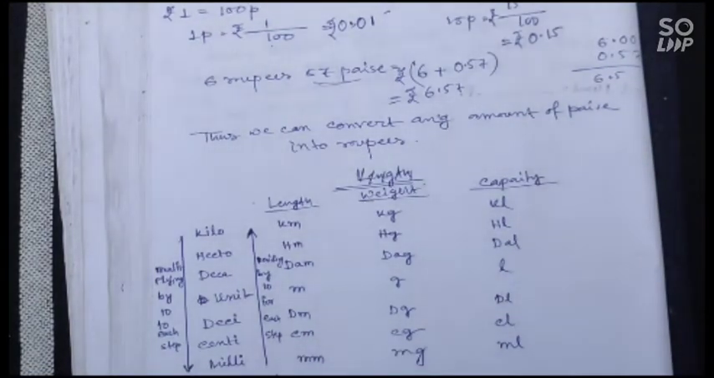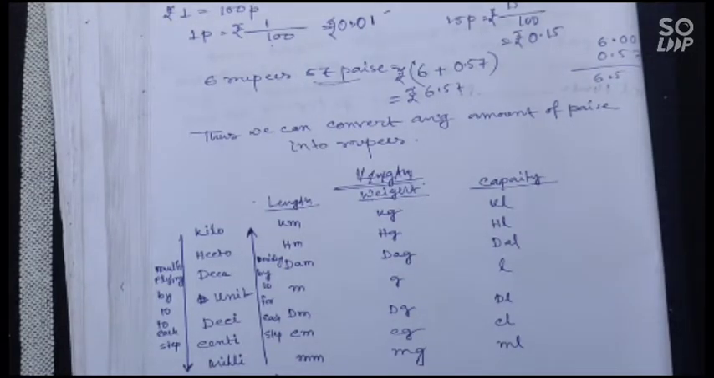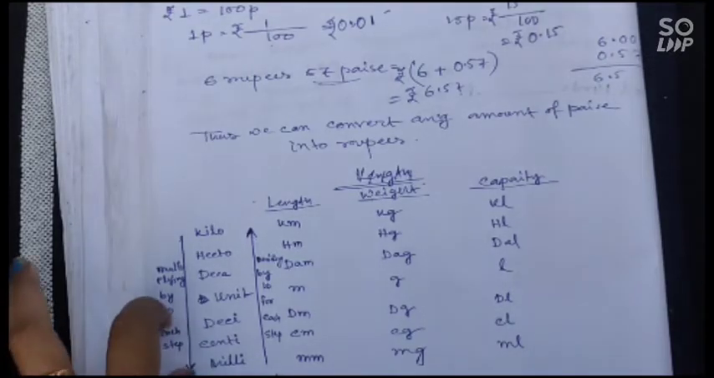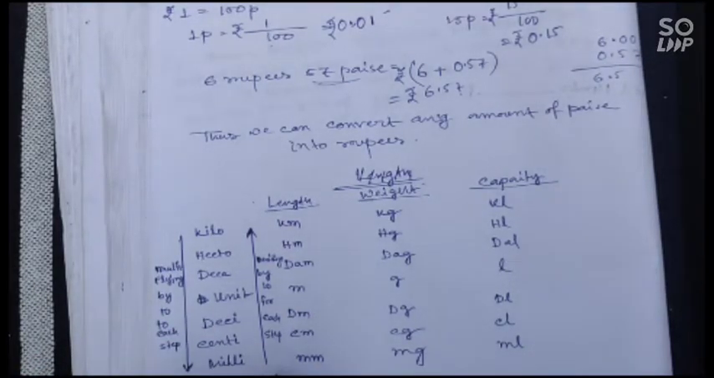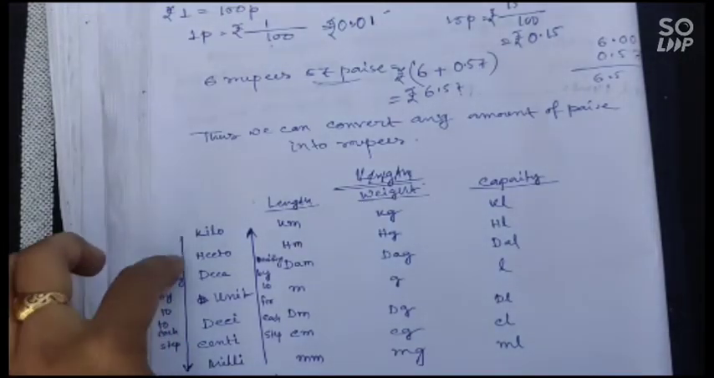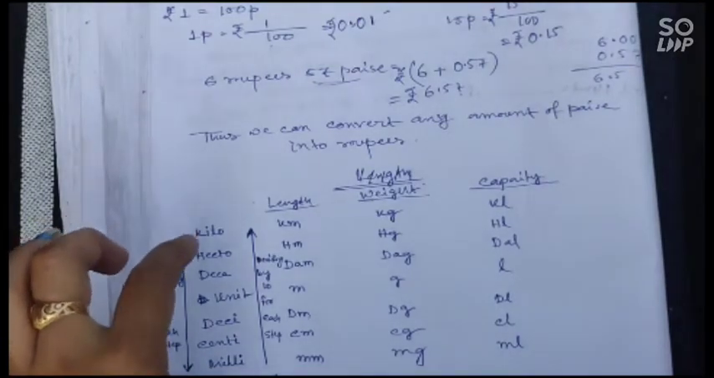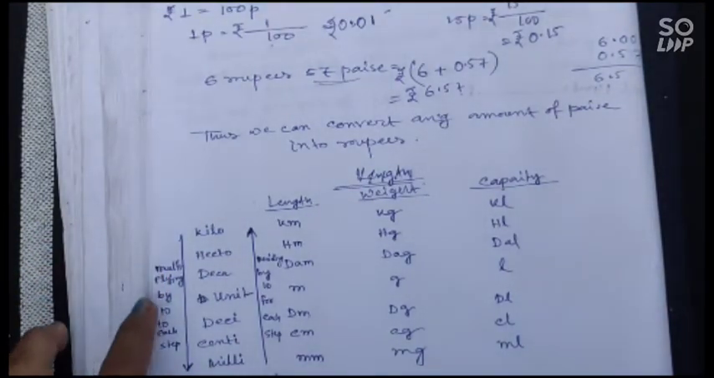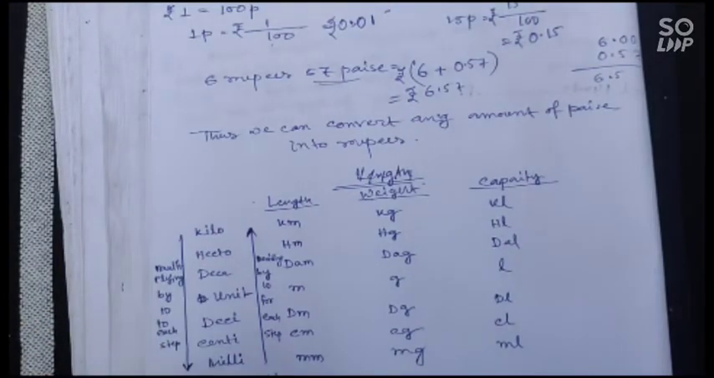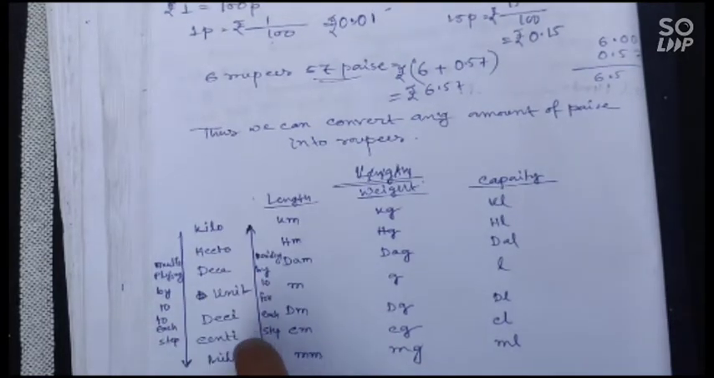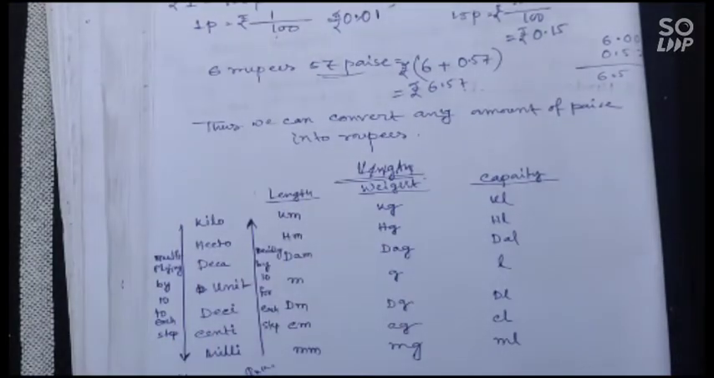And you know that when we need to convert the bigger into smaller, you need to multiply, and when you need to go from smaller to bigger, you have to divide. So for each step, from kilo to hecto, you have to multiply by 10 for each step. And when you go from down to up, we have to divide by 10 for each step.